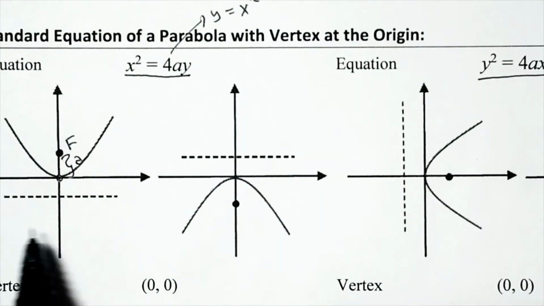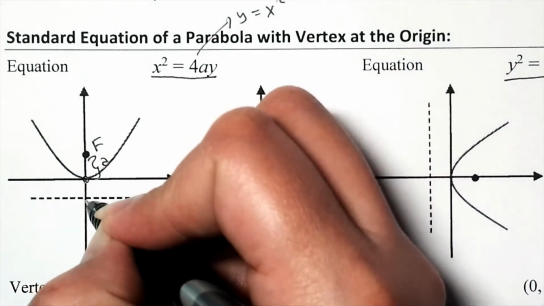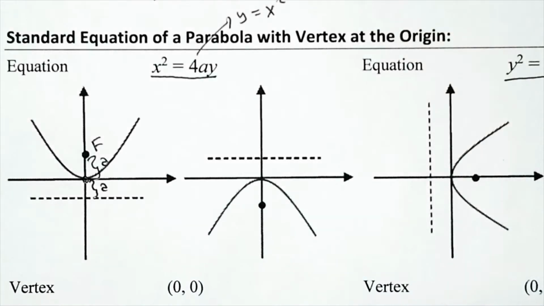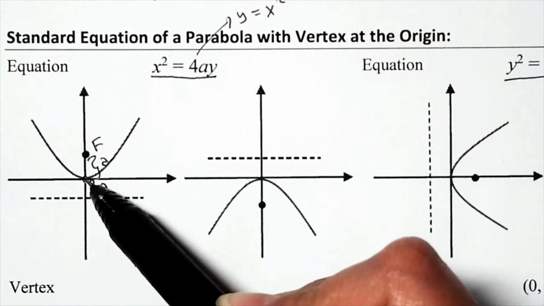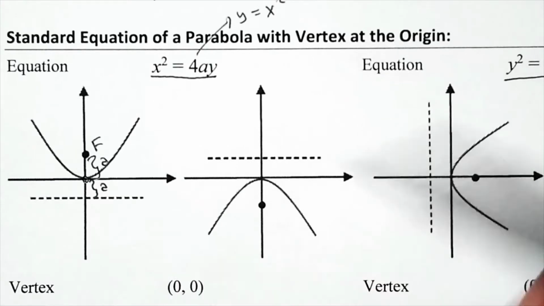Now this dashed line, that's going to be the directrix. The distance between the vertex and the directrix, you guessed it, should be the same, a units. So in this case, once you have the vertex, to locate the focus, you go a units up, and to locate the directrix, you go a units down, and you draw your horizontal line.